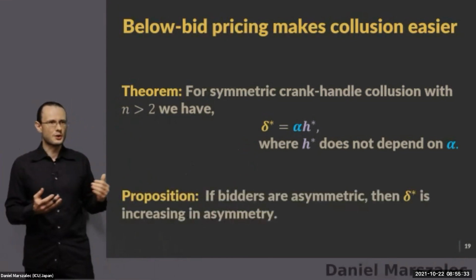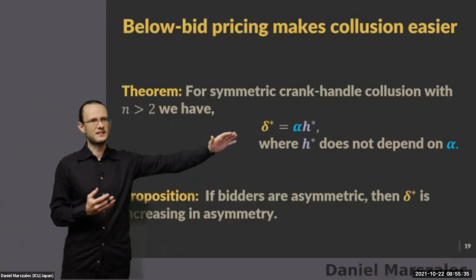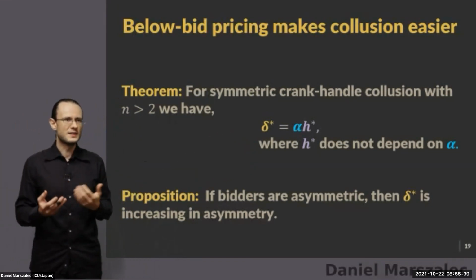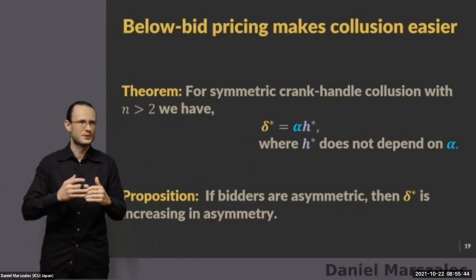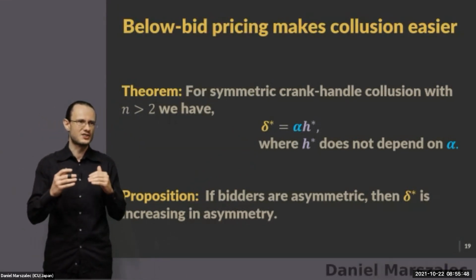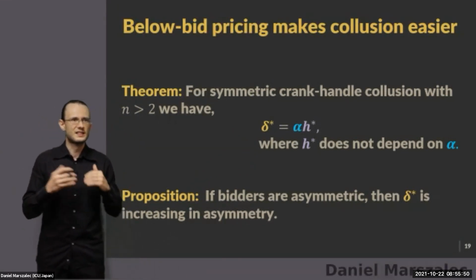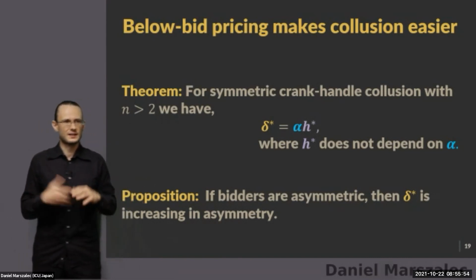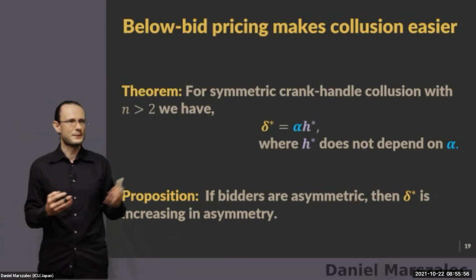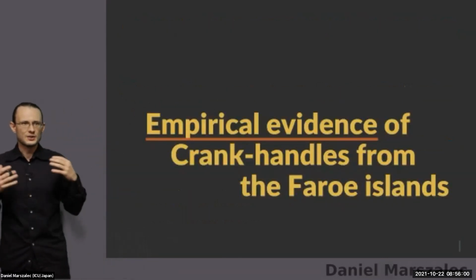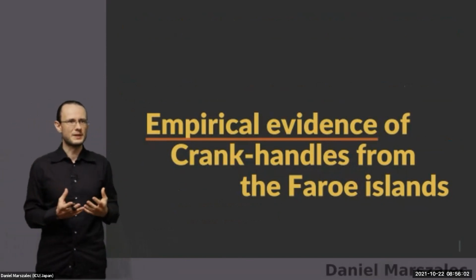We also show that if bidders are asymmetric, then this delta star is increasing in asymmetry. And the reason for that is that when the bidders have different marginal values which are not aligned, it's harder for them to find a crank-handle bid schedule that satisfies the non-deviation incentives for them both. Okay, so if you'd like to talk through more details on that, I'm happy to do that later, but that's the general intuition.